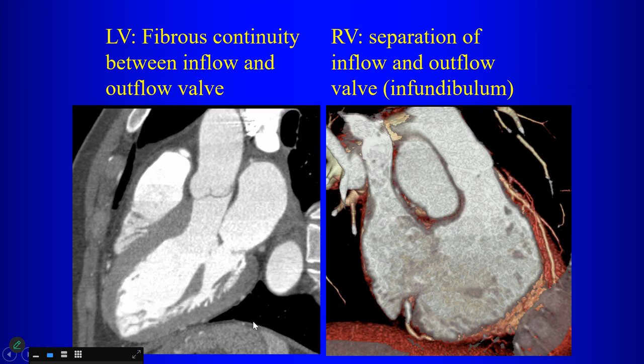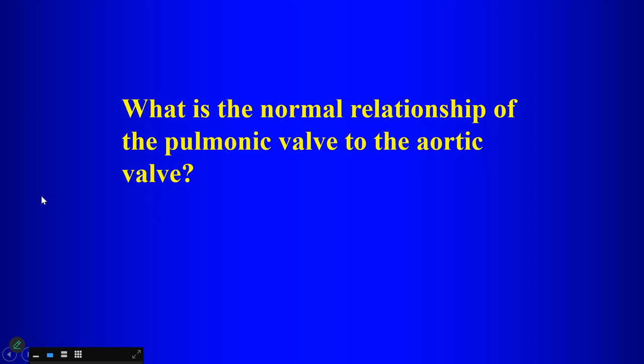Right? So in summary, when you're comparing the morphology of the ventricles, for the right ventricle, we have separation of the inflow valve from the outflow valve. There's a muscular infundibulum there. Also, you might find the moderator band in the right ventricle. For the left ventricle, fibrous continuity. The inflow valve will take you to the outflow valve. They're not widely separated. All right?